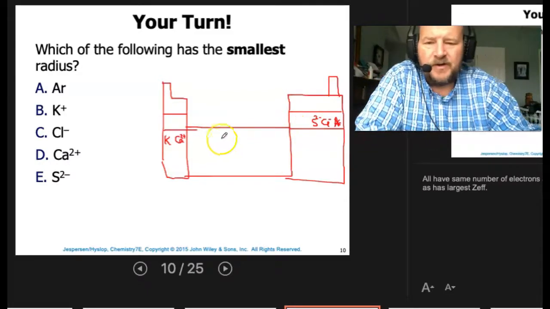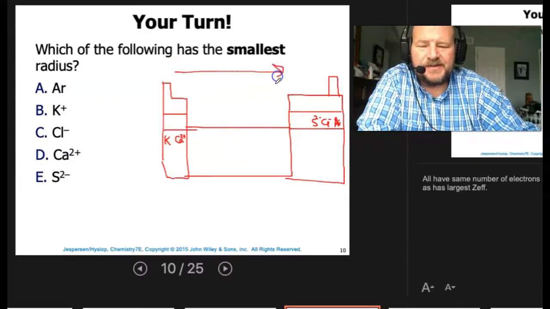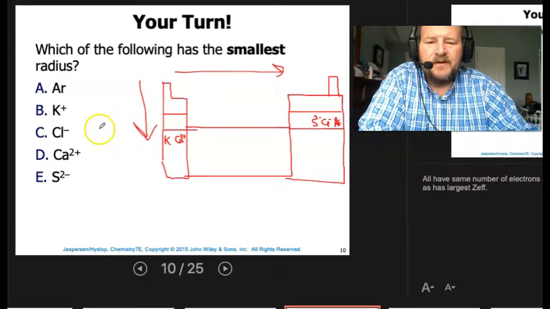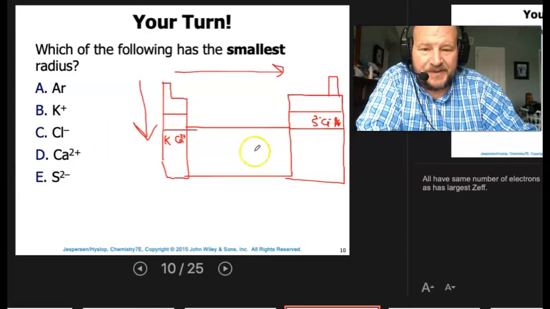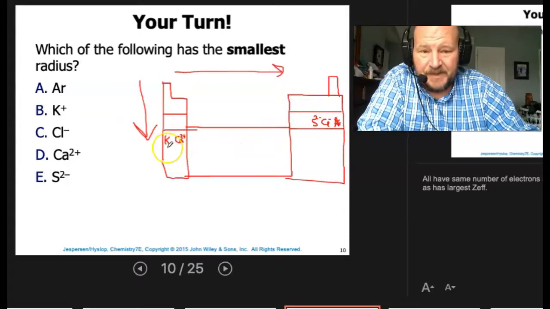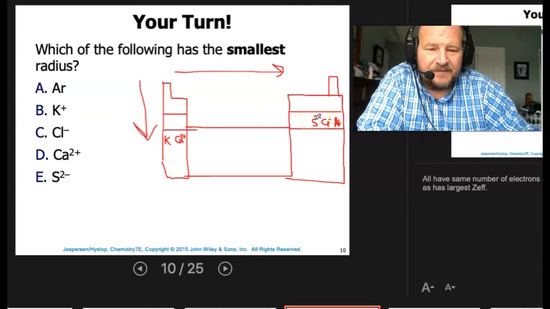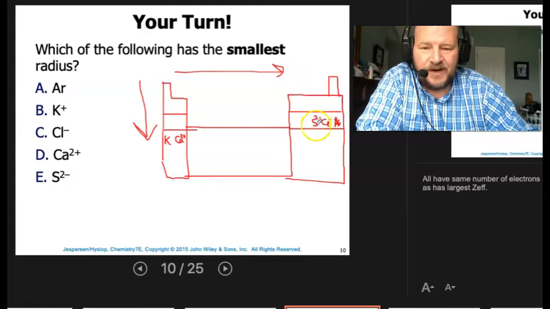Well, we know it's going to get smaller as we go this way. We know it gets larger as it goes this way. So right away, if all things were the same, potassium would be the biggest, argon would be the smallest, right? But they're not all the same. We have two ions here, -2 and -1. Well, we just said that if we have an anion, they get larger. So they were already not the smallest. Now they're going to be even larger, so we know they're out.